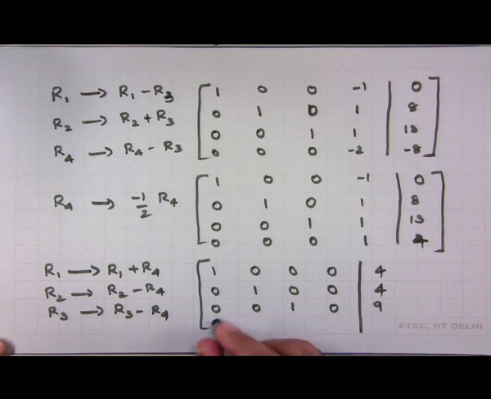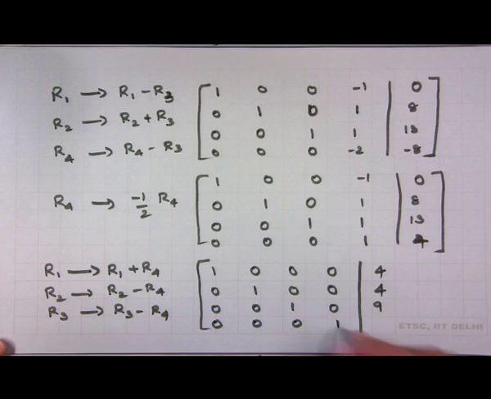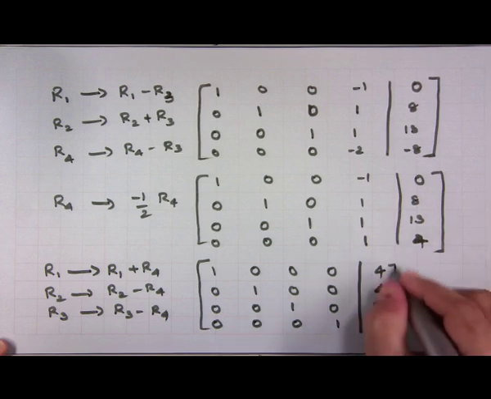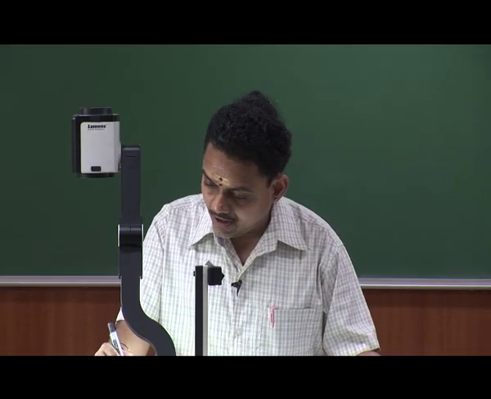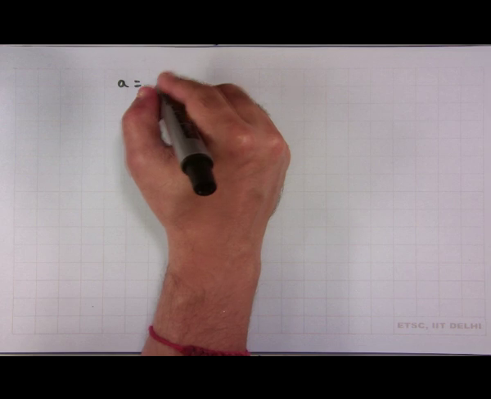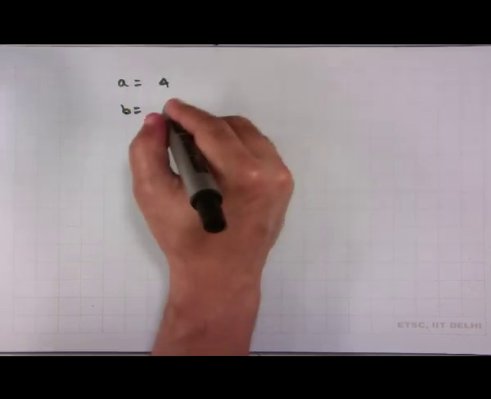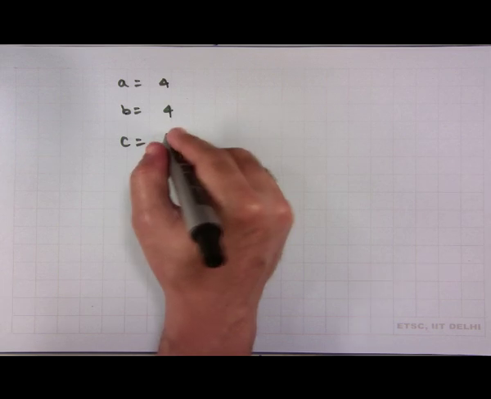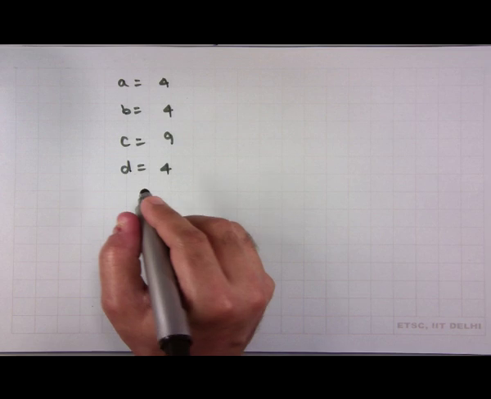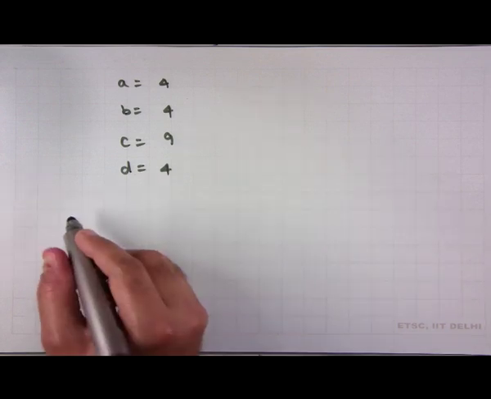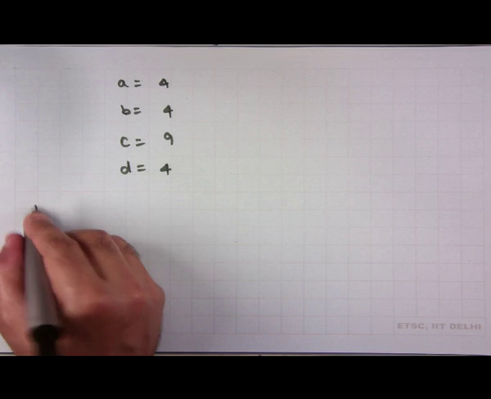The last row remains as it is, 0 0 0 1 and you have 4. Thus, the solutions that we have are the following: A equal to 4, B equal to 4, C equal to 9 and D is 4. This is the solution. Now, let us do the second problem.